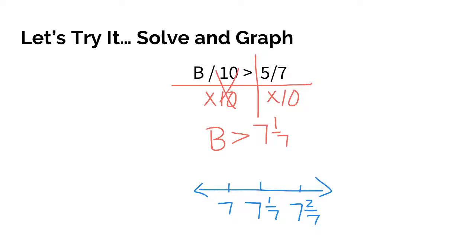Here is my solution. I multiplied both sides by 10 and I ended up with b on the left, 7 and 1/7 on the right, and I brought down my sign. Now my solution set does not include 7 and 1/7. It is everything greater than, but not including 7 and 1/7. So I can't color in my dot, but I am going to shade obnoxiously evidently the side that needs to be shaded.